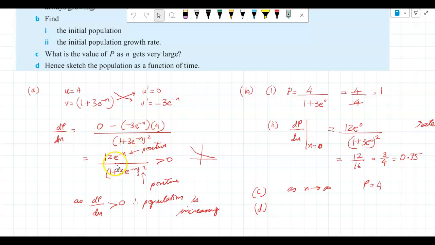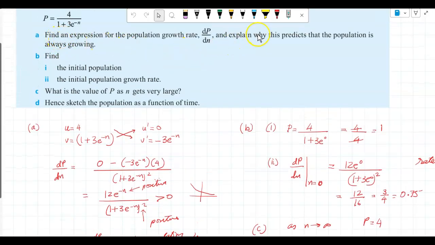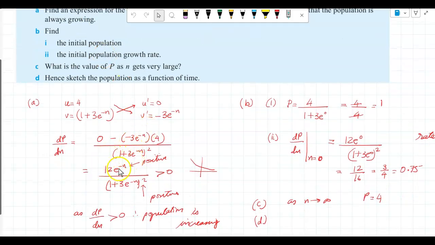Correct? Now you have to find an expression and explain why this predicts that the population is always growing. So we can say the numerator is always positive, because if you have the graph of 12 e raised to minus n, this graph is always positive. And the denominator, because it's a perfect square, is always positive. So positive upon positive is always positive. Therefore dP by dn is always positive. Now whenever derivative is positive, it means the population is always increasing.